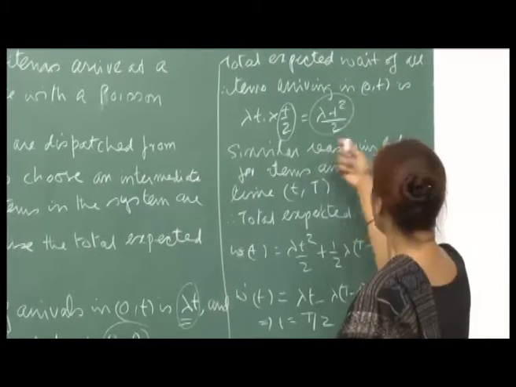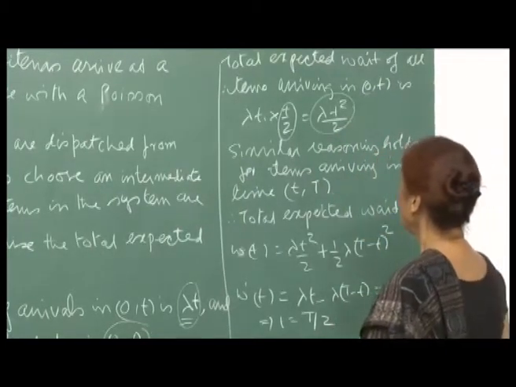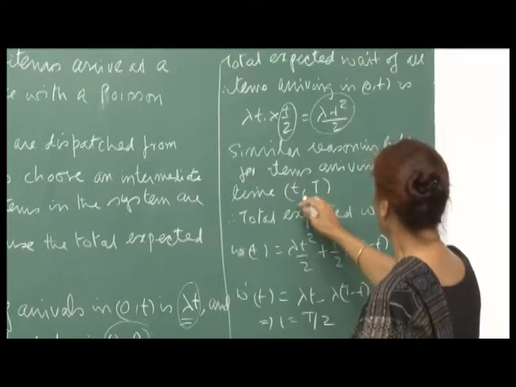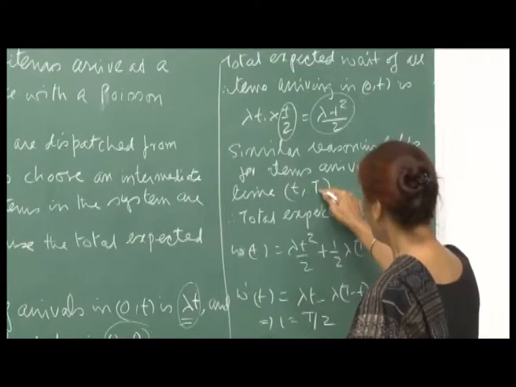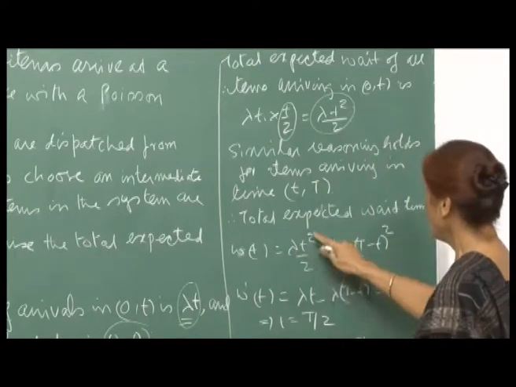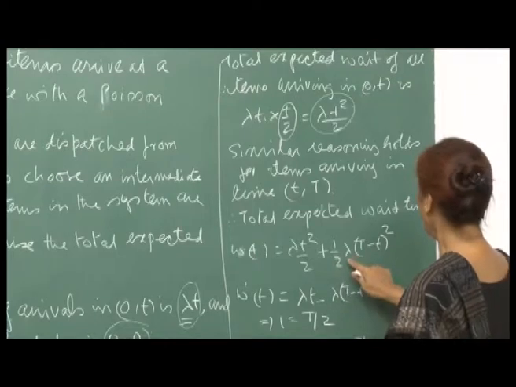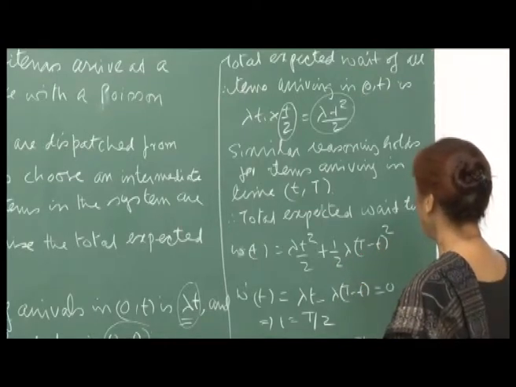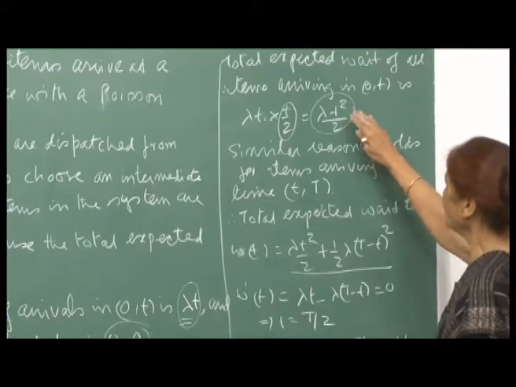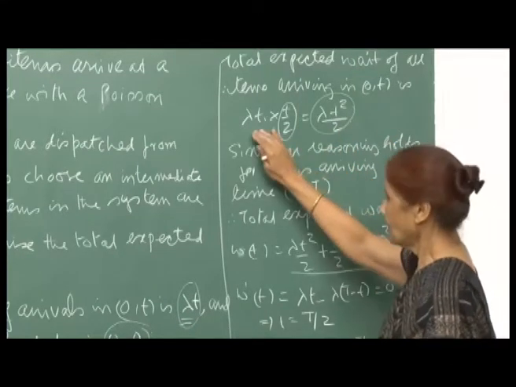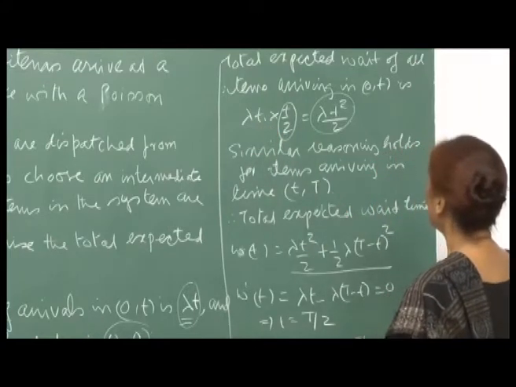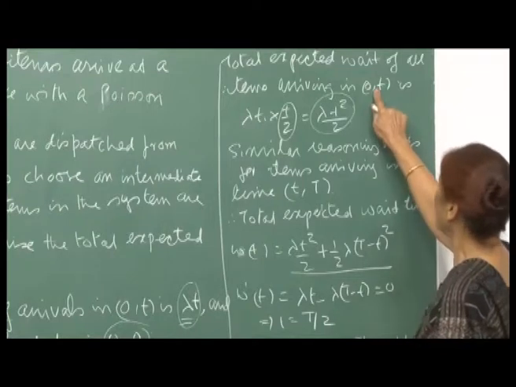Now, similar reasoning holds for items arriving in the interval (t, T), and for these items, because they will get dispatched at time capital T, the total expected wait time will be lambda t square by 2 plus half lambda (T minus t) whole square. I hope this part is clear, and this reasoning is okay, because it is the expected wait time into the expected number of items that arrive. That gives me the total expected wait time of all items.